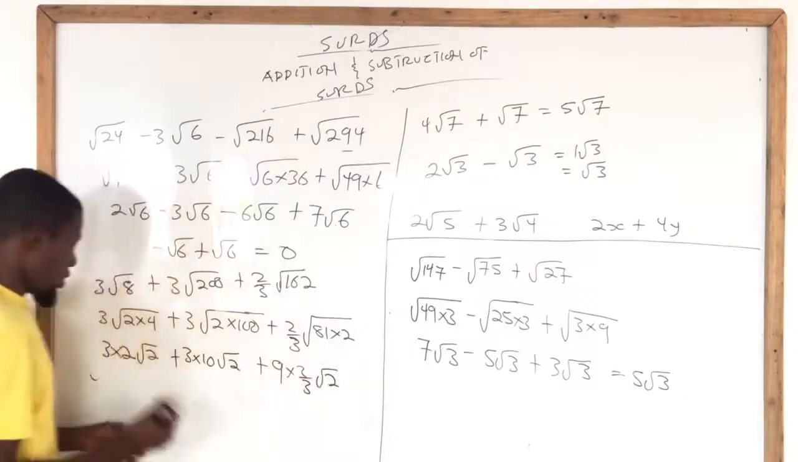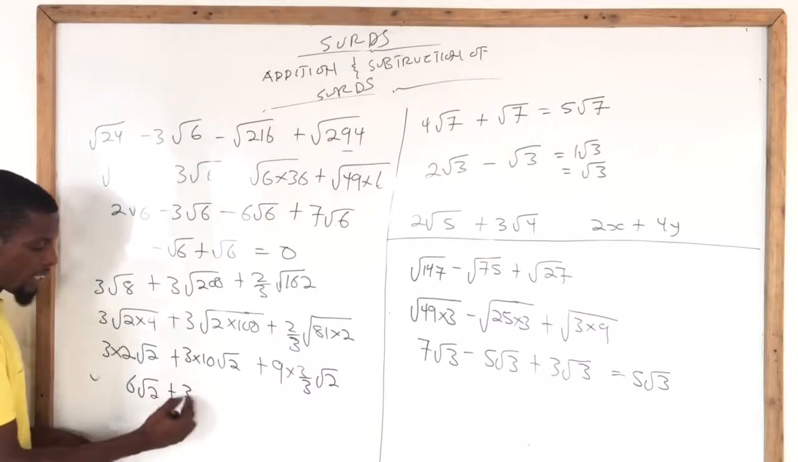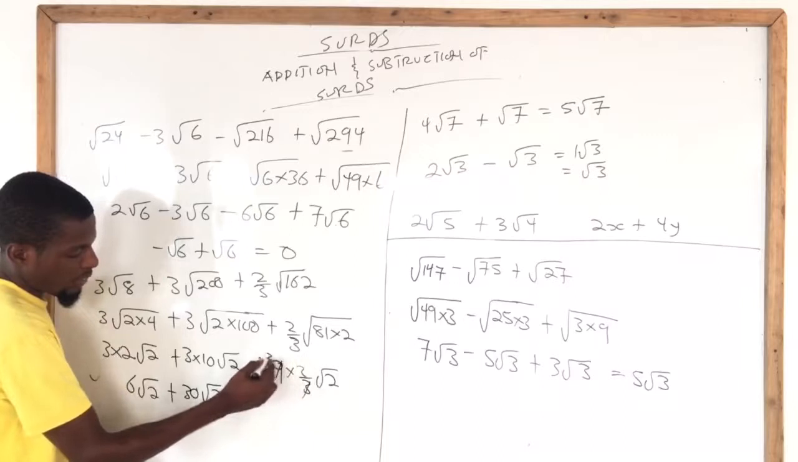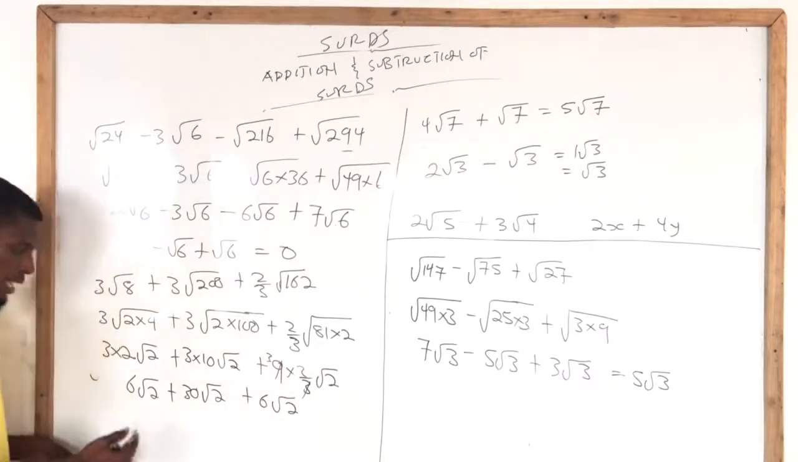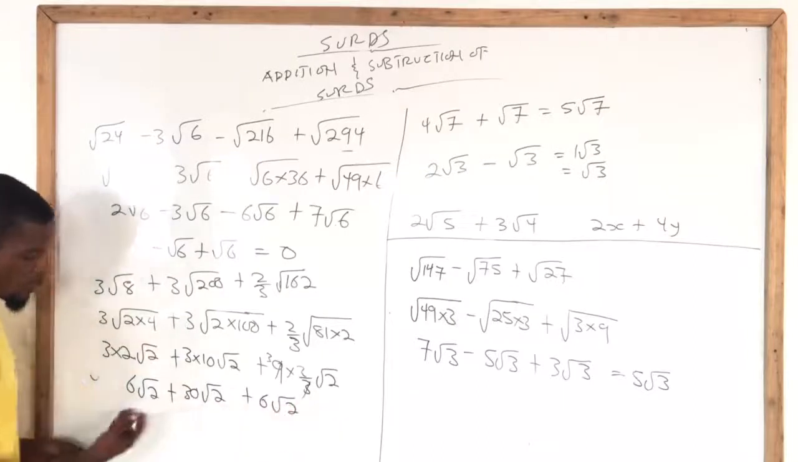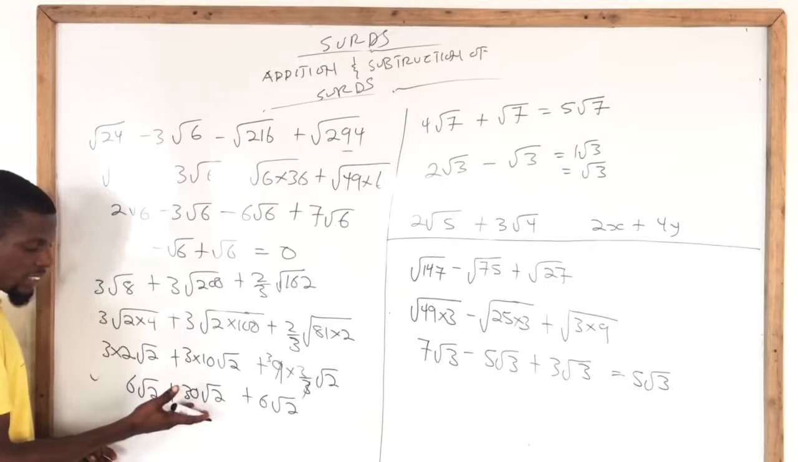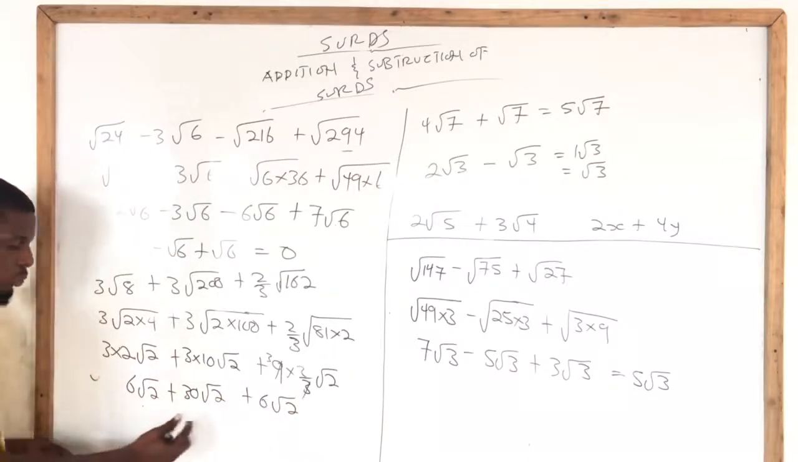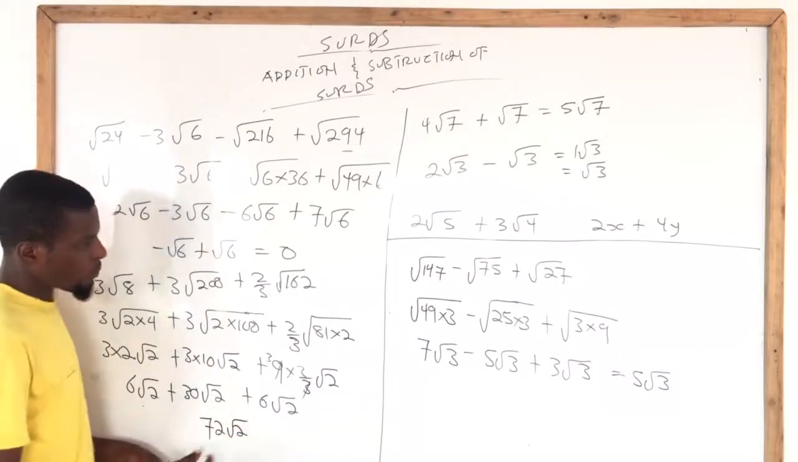2. So this will give me 6 root 2, plus this will give me 30 root 2, plus this will cancel this 3 times, 3, 2, 6, so 6 root 2. So at the end, since they are all having the same root, I can perform the operation. So 6 plus 30 will give me what? 36, and 36 plus 6 is going to give me what? 72. So the final answer is 72 root 2.